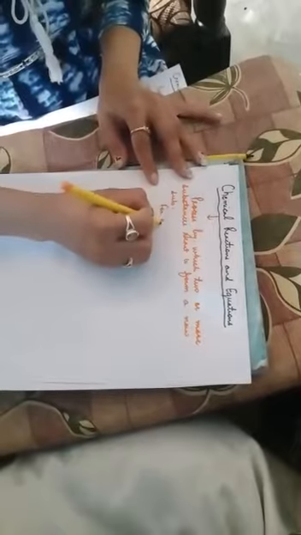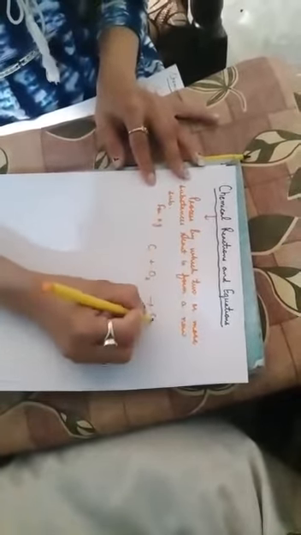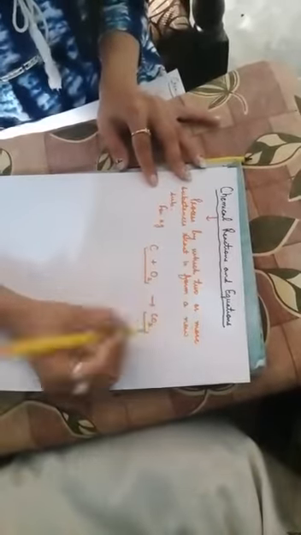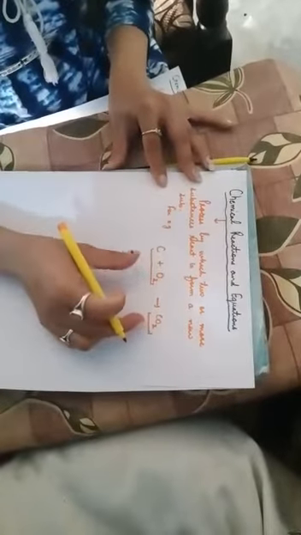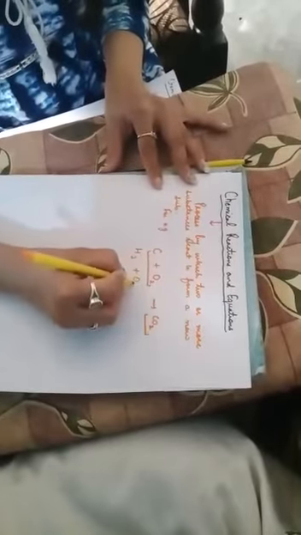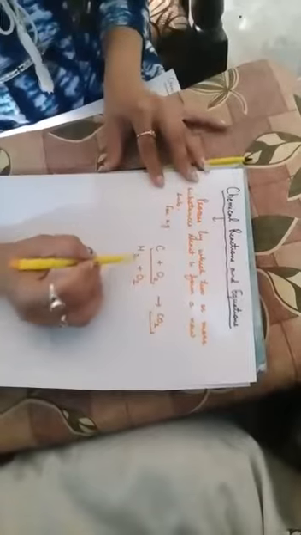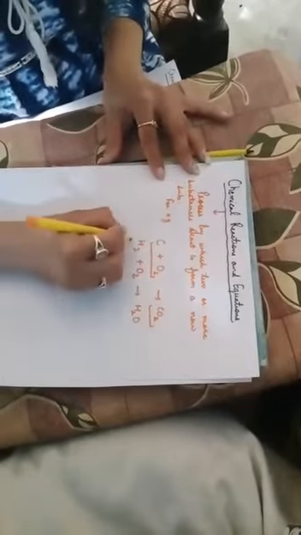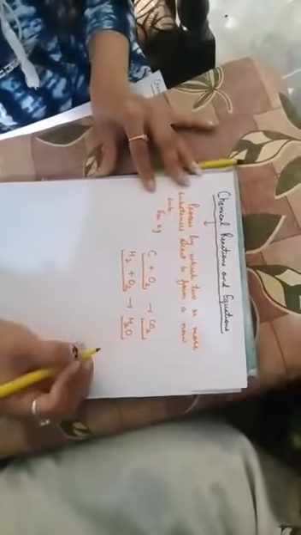For example, during the burning of carbon in the presence of oxygen, CO2 is formed. Means by reacting carbon and oxygen, a new substance, carbon dioxide, is formed. And this process is known as a chemical reaction. Another example is the electrolysis of water: by passing electric current, hydrogen and oxygen react and form water. Again, by reacting hydrogen and oxygen, a new substance, water, is formed.